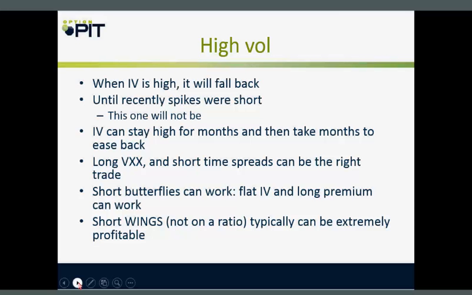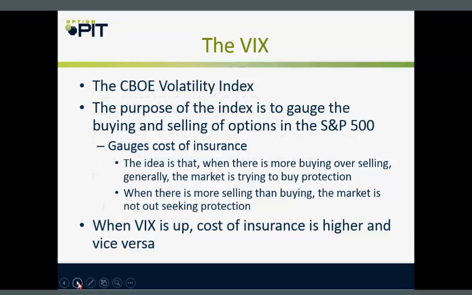All right, great. So now let's talk about VIX. The VIX is the CBOE Volatility Index, and the purpose of this index is to gauge the buying and selling of options in the S&P 500. It gauges the cost of insurance. The idea is that when there's more buying over selling, generally the market is looking to buy protection. And when there is more selling than buying, the market is not out seeking protection. Thus, when VIX is up, the cost of insuring a portfolio is higher, and when VIX is down, it is not.